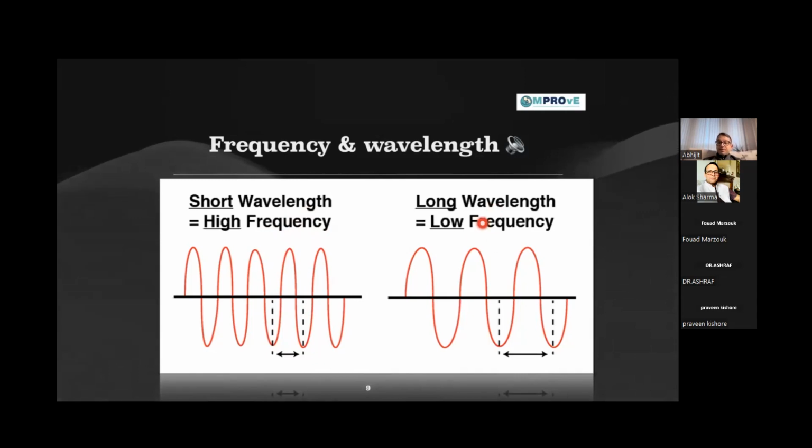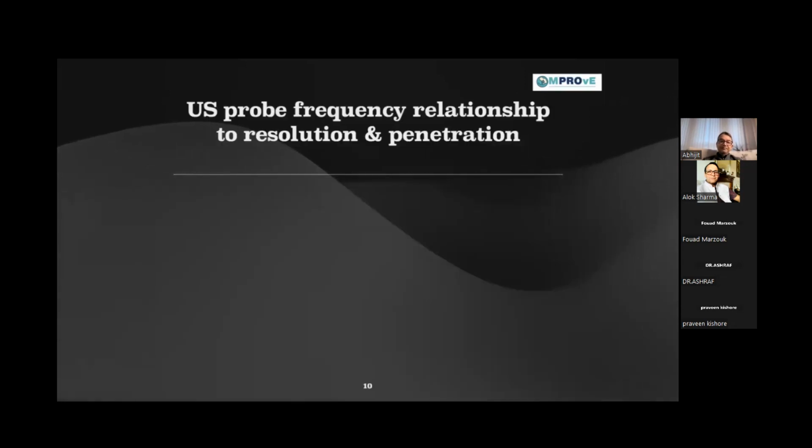And it's completely opposite when you have a long wavelength. If you have a long wavelength and low frequency, you get higher penetration. You can see the deeper organs of the body, but at the cost of image resolution, so you do not get a very clear image. We can use that in deciding what kind of probe we're going to use depending on what part of the body we are scanning.